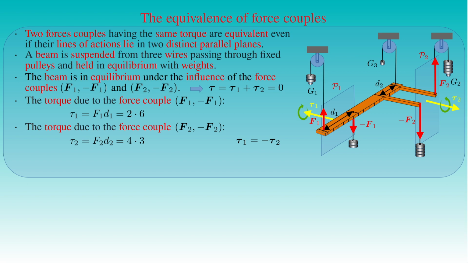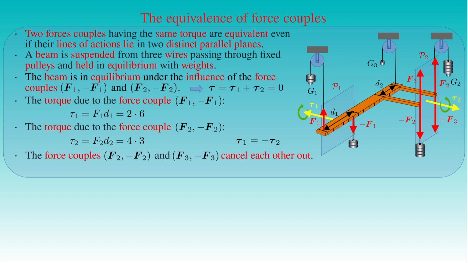The equilibrium of the beam shows that the effect of the force couple F2 and minus F2 is equivalent to the one of the force couple F3 and minus F3. The pair of forces F3 and minus F3 can compensate the effect of the force couple F2 and minus F2 because they have the same points of application while pointing in opposite directions, and their torques are equal in magnitude but opposite in direction.